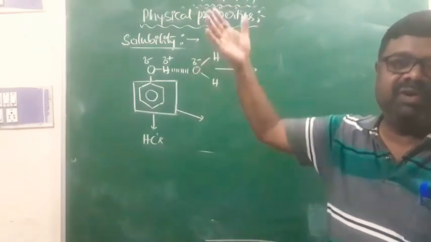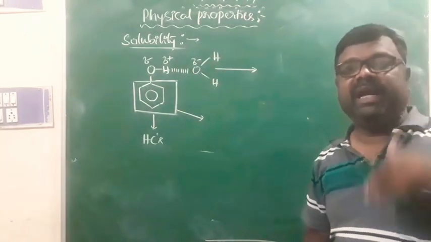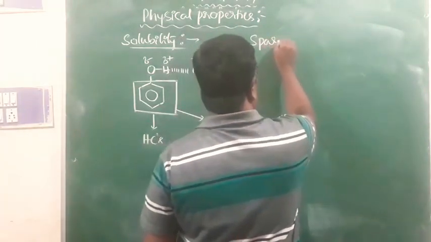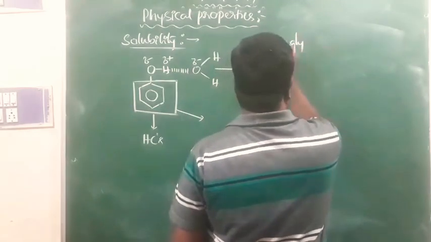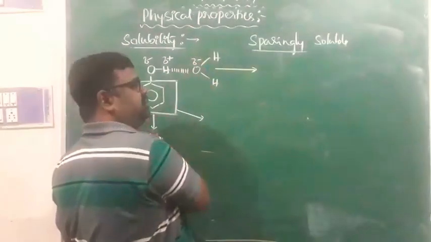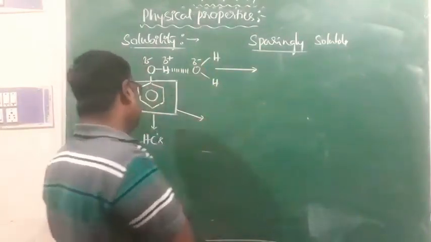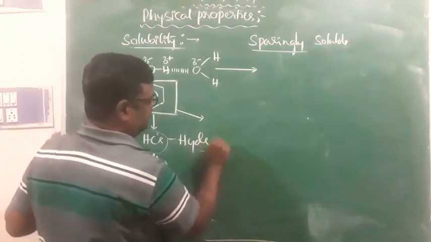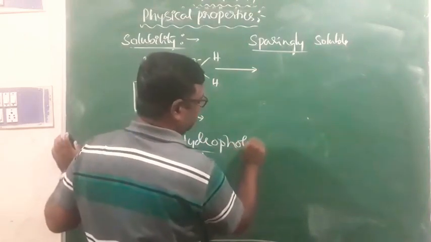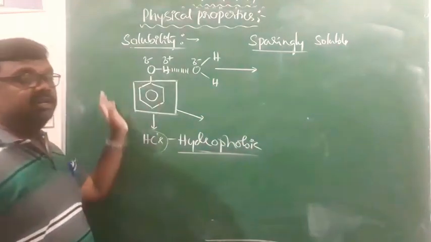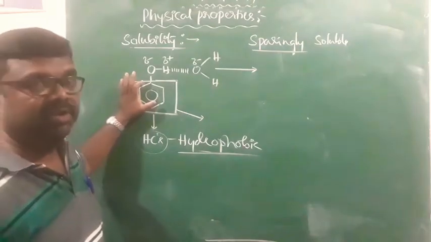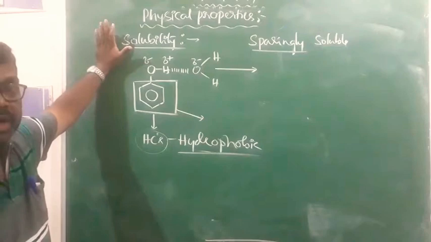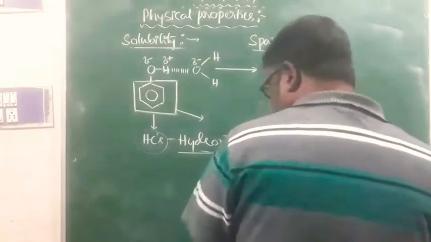These are two influences acting in opposite directions. Because of that, phenol is sparingly soluble in water. The hydrocarbon part is always hydrophobic and doesn't have any affinity with water. Because of that, phenol is sparingly soluble in water. So this is the solubility of phenol in water.